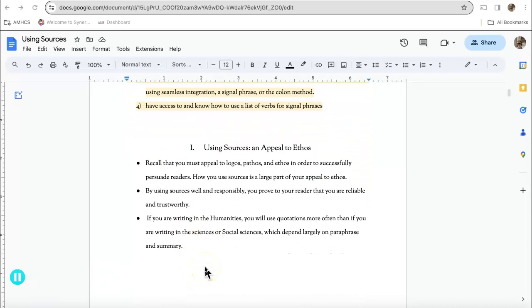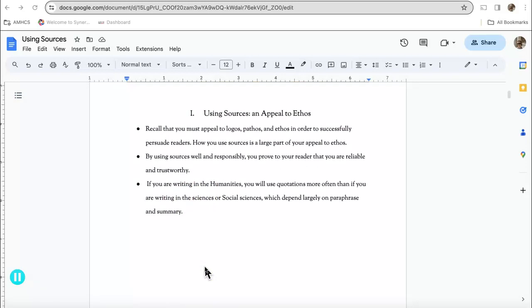Using sources. There are many reasons why we have to be able to use sources and use them well. One of the most important ones that I want to stress for you, especially for a project like senior exhibition, is that the way you use sources is part of your appeal to ethos.